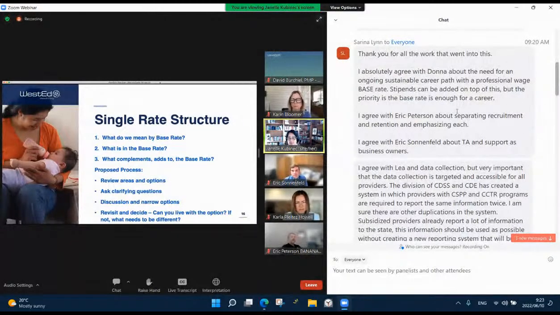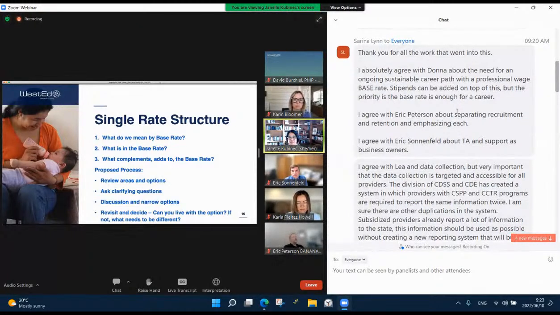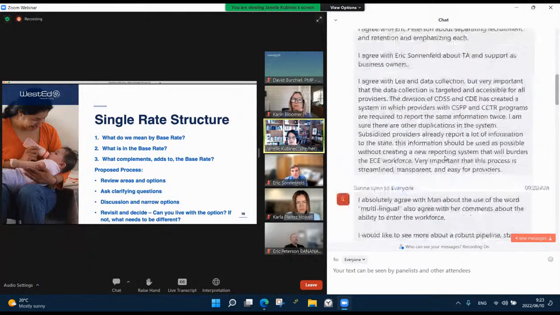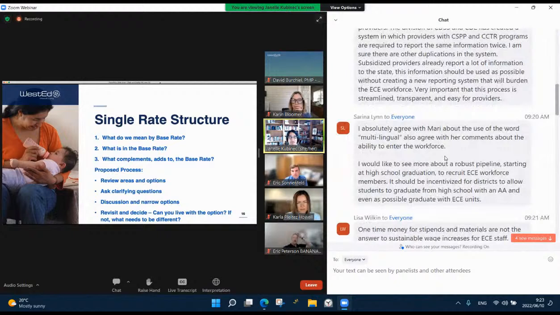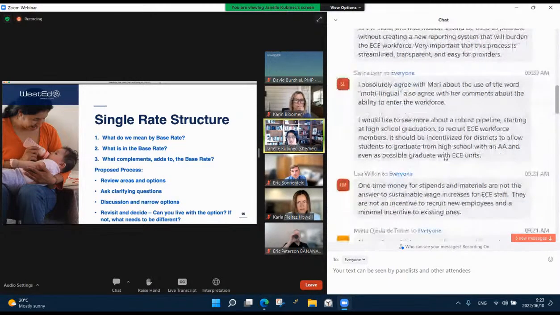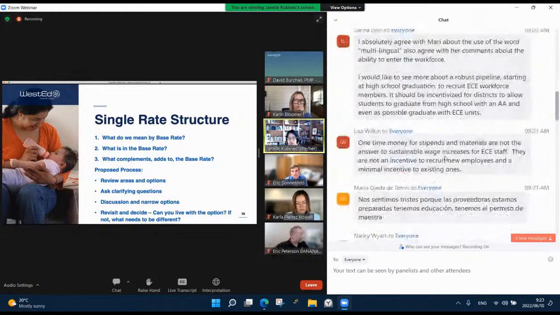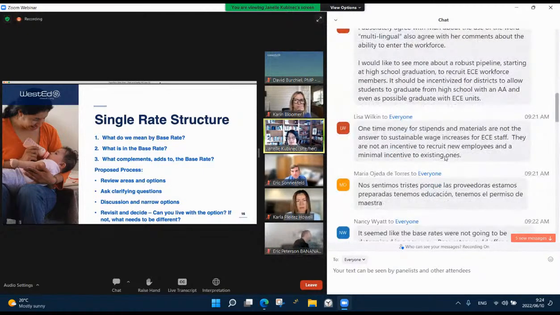So the process that we're going to use for the discussion as we go through base rate will be to review each of the areas, to talk through each of the options, allow for clarifying questions, and then discussions that we hope will lead to narrowing to a few options, so that we're not thinking about 8 different ways, but maybe getting it down to 2 or 3. And then coming back after we've had the discussion to ask ourselves, can we revisit and decide? So can you live with some of these options?